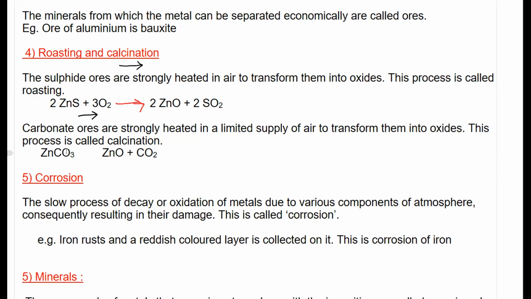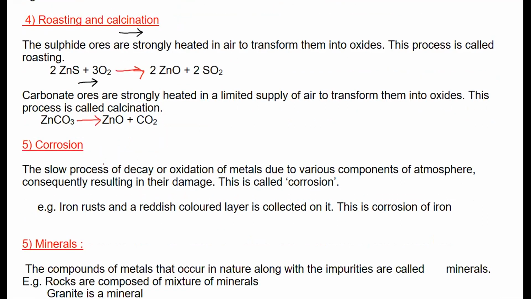Next is calcination. We know that carbonate ores are converted to their oxide by heating in a limited supply of air. This is called calcination. The equation is ZnCO3, on heating in a limited supply of air, gives ZnO plus CO2, that is zinc oxide and carbon dioxide.